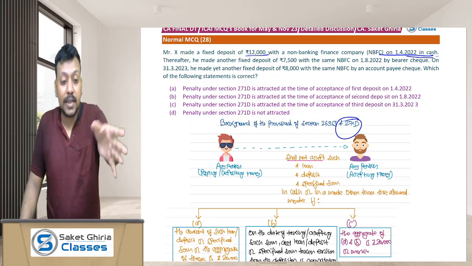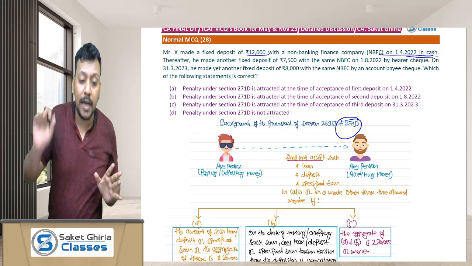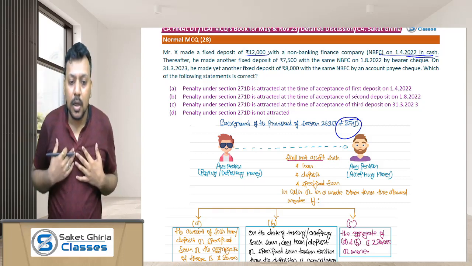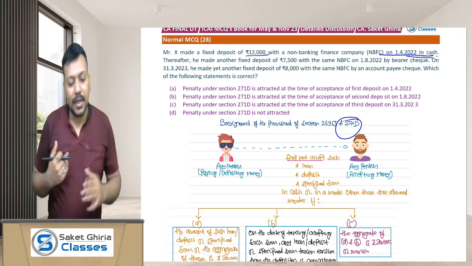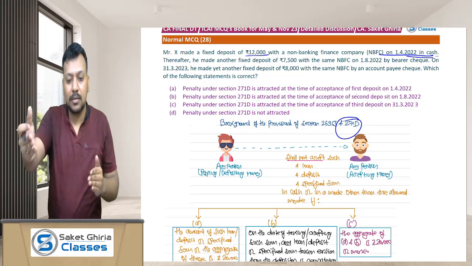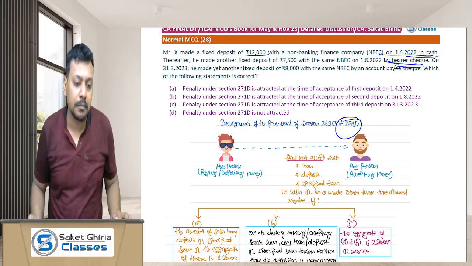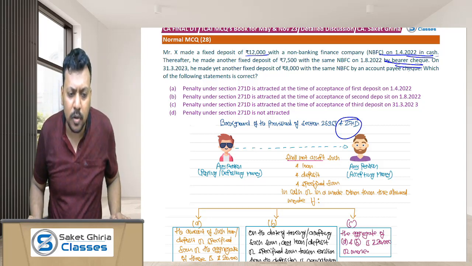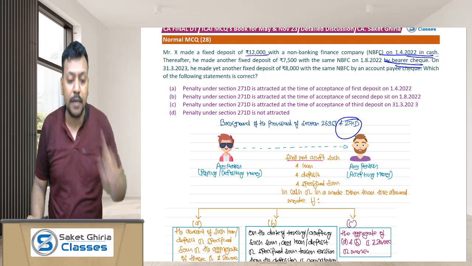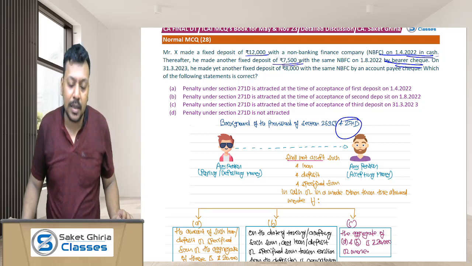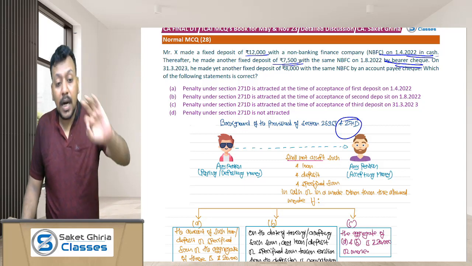After some days, Mr. X comes again. NBFC, I want to make a further deposit. You are the CEO of the NBFC. You become a little nervous that this guy has come again and again brought what? A bearer cheque. Is a bearer cheque an allowed mode? No, sir. You asked Mr. X how much he wants to deposit. He said 7,500.